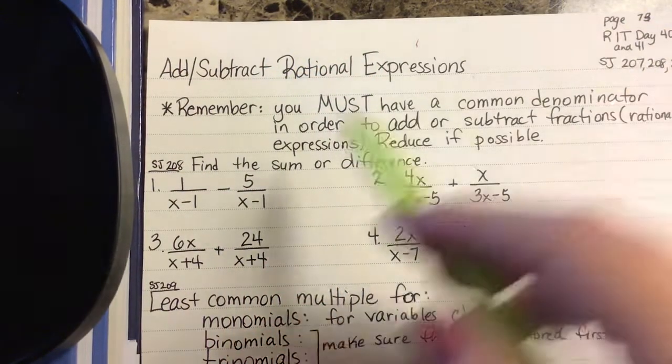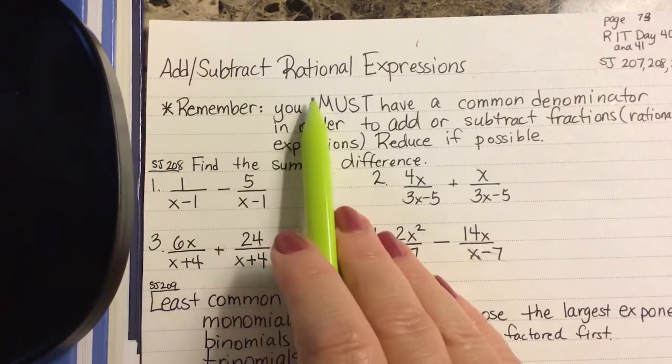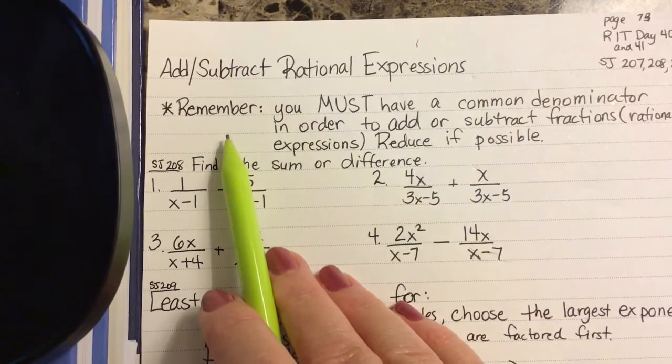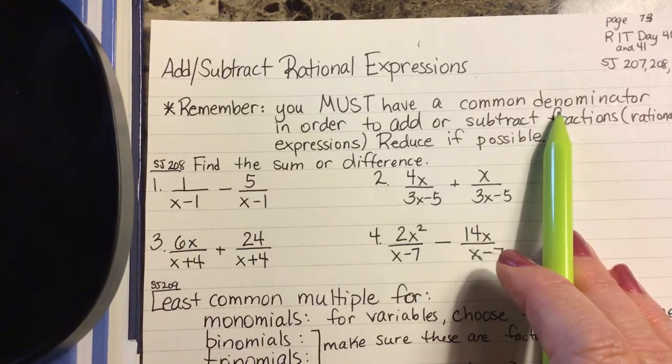This lesson is about adding and subtracting rational expressions. This is page 73, it looks like, in our Algebra 2 Honors Notebook, or whatever page I have indicated for the class that I'm doing this for. Currently, this is for Reimagine Time Day 40 and 41, and these are on Student Journal pages 207, 208, and 209.